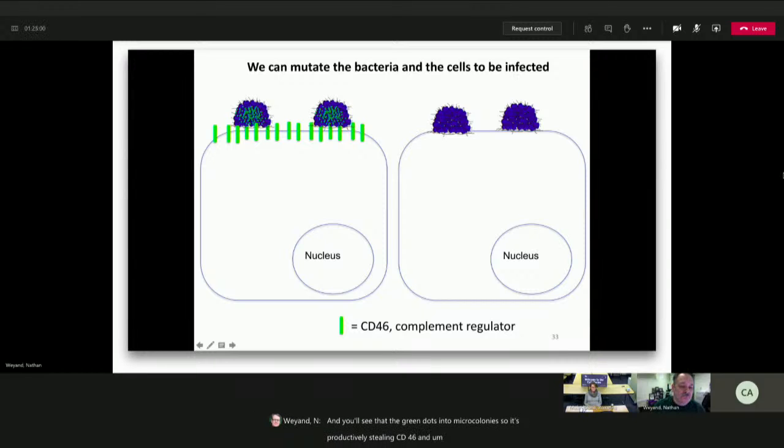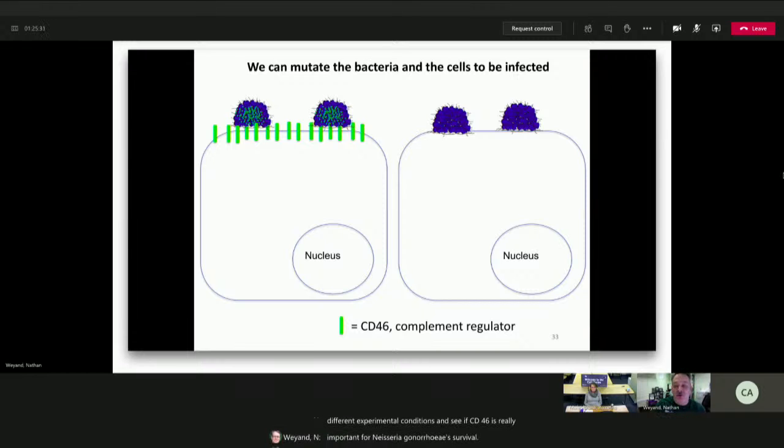And we've made a human cell line that lacks CD46. So in this type of infection model, we can infect cells so the bacteria can't steal CD46 from the infected cell, and then during the infection, we add human serum, which is a source of complement, and we can then monitor the survival of the bacteria under different experimental conditions and see if CD46 is really important for Neisseria gonorrhea survival.